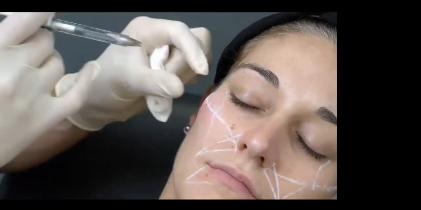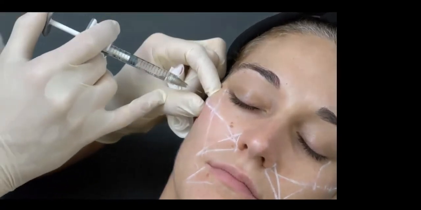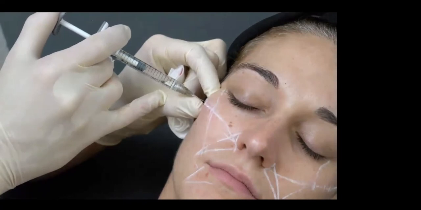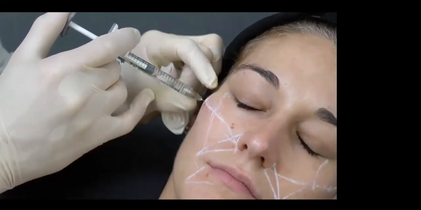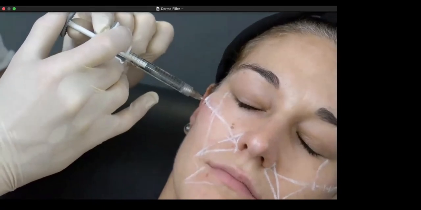The final injection of 0.1. Again, stretching the skin, perpendicular, avoiding the marking, down to bone. Aspirate.